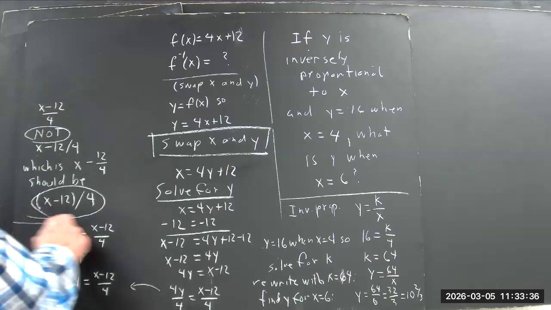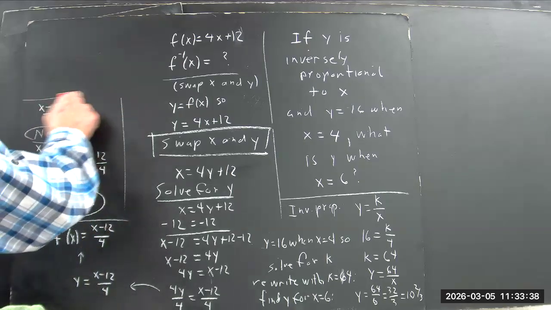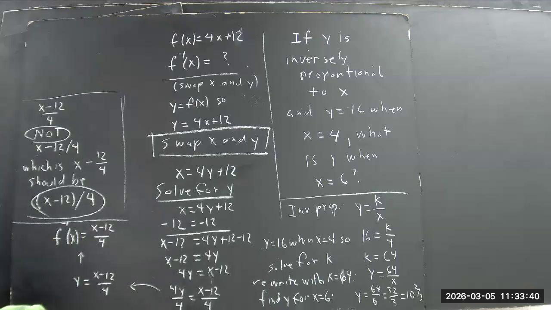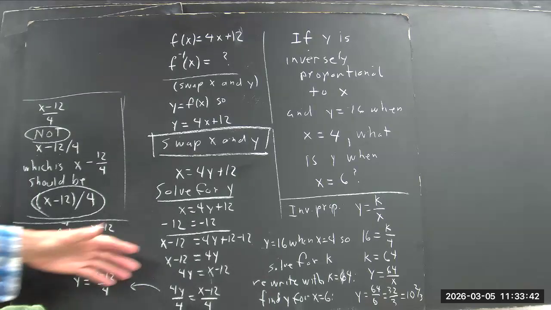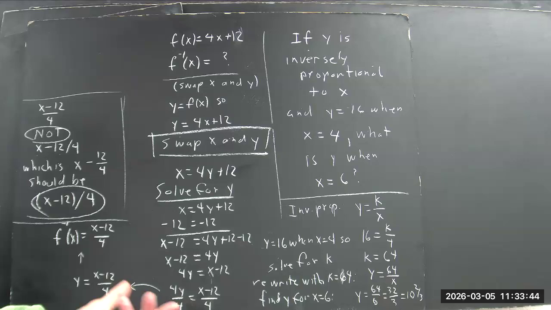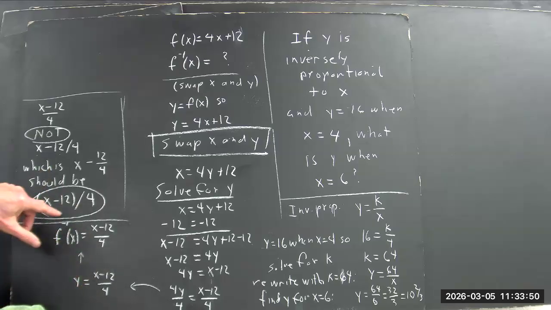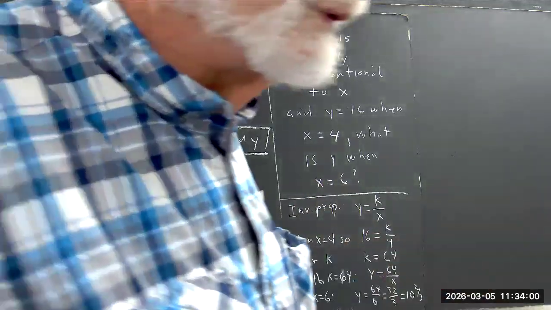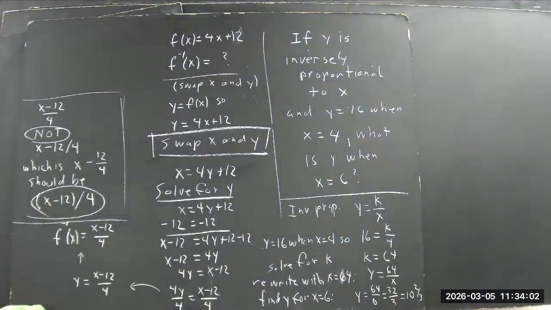So be sure you're aware of that distinction, because it looks like whoever did that got these steps pretty much right. You had x minus 12 over 4, but you didn't group the x minus 12. So Open Math said, nah, it's not what I'm looking for. Okay? So be careful about that. The order of operations, make sure you use parentheses where they're needed.